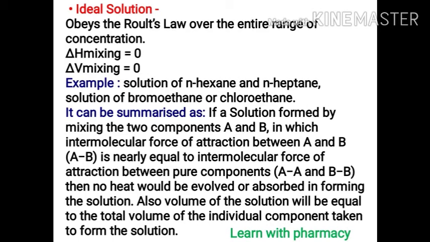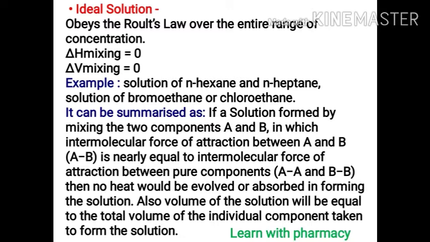Now we will see ideal and non-ideal solutions. Liquid solutions can be classified as ideal and non-ideal on the basis of certain properties. So, what is an ideal solution? An ideal solution obeys Raoult's law over the entire range of concentration. Delta H mixing is equal to 0, and delta V mixing is equal to 0. Examples of ideal solutions are a solution of n-hexane and n-heptane, and a solution of bromoethane and chloroethane.